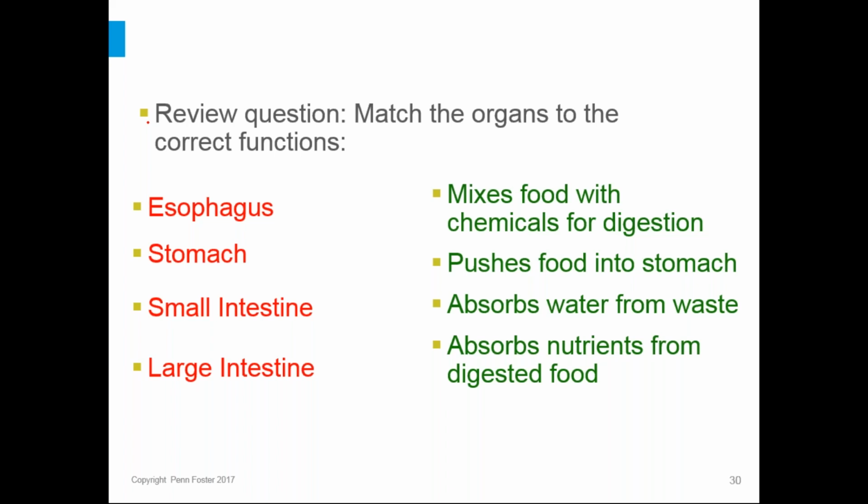Okay, so the first one's esophagus. What does the esophagus do? It pushes food into the stomach from the mouth. And then the stomach, it mixes food with chemicals for digestion. Remember the hydrochloric acid and the pepsin and the food all get mixed together, and now it's called chyme. Then what does the small intestine do? It absorbs the nutrients from digested food, and then the large intestine absorbs the water from the chyme, and then eliminates the feces.